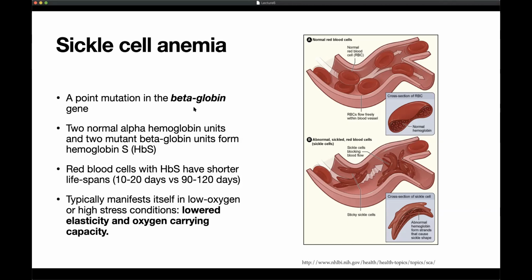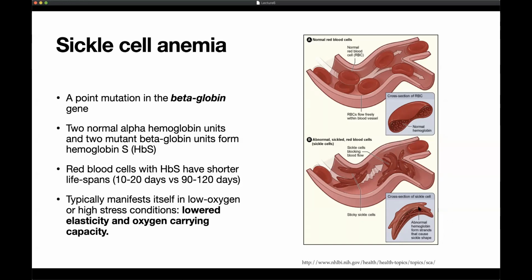If you have this mutation, and it's not a unique mutation, but it's a mutation in the beta globin gene, you have a malformed protein. So two normal alpha hemoglobin units and two mutant beta globin units form something called hemoglobin S. And it has a very simple phenotype. You can actually see the change in the shape of the cell from this nice dimple to something that actually looks like a sickle, which is why it's called that. If you imagine a handle here, it looks like a sickle.